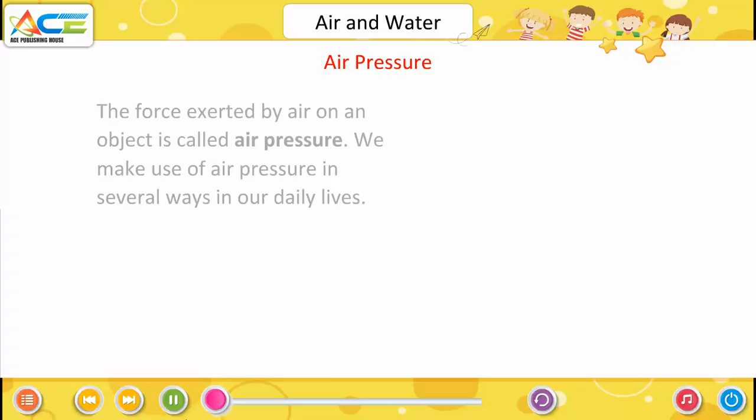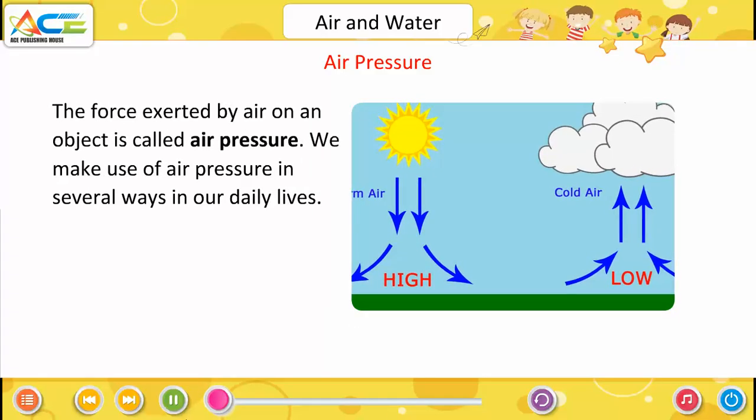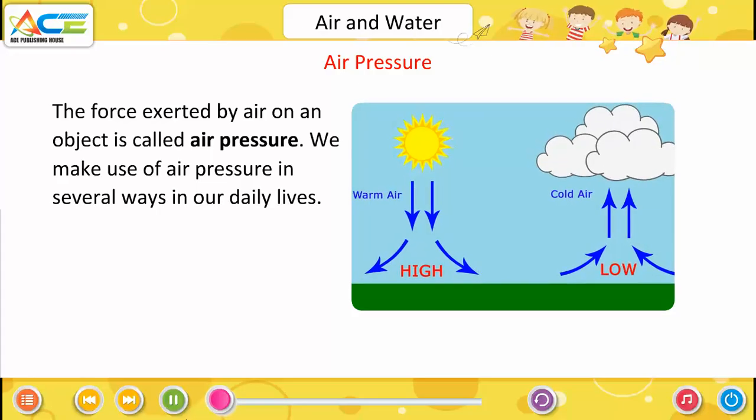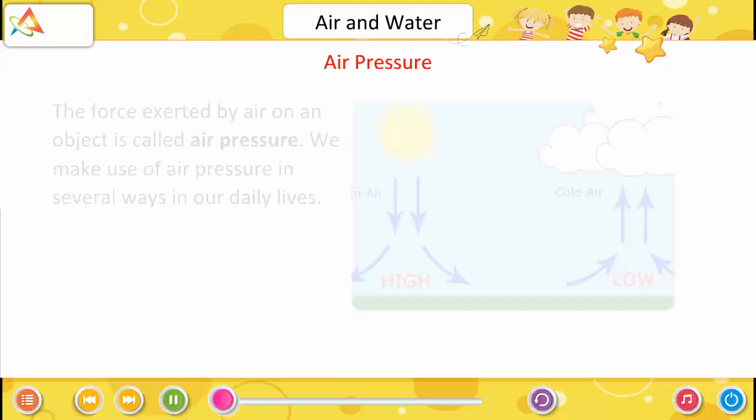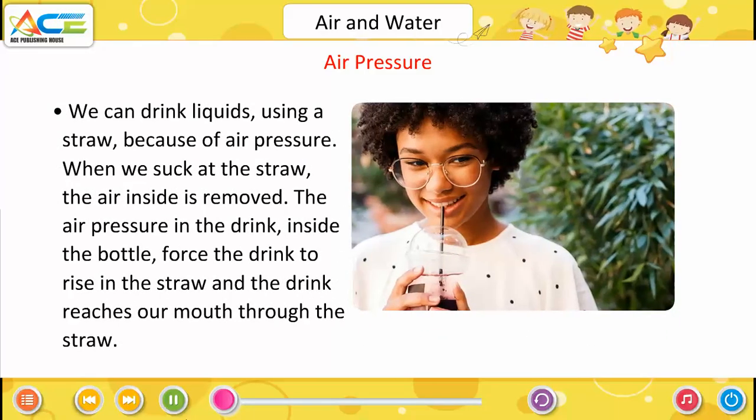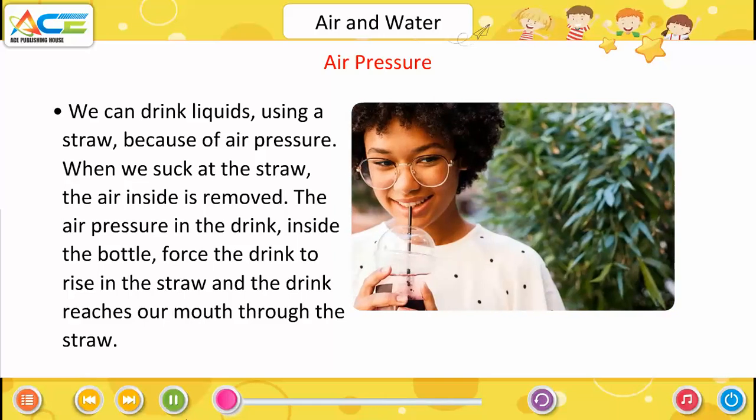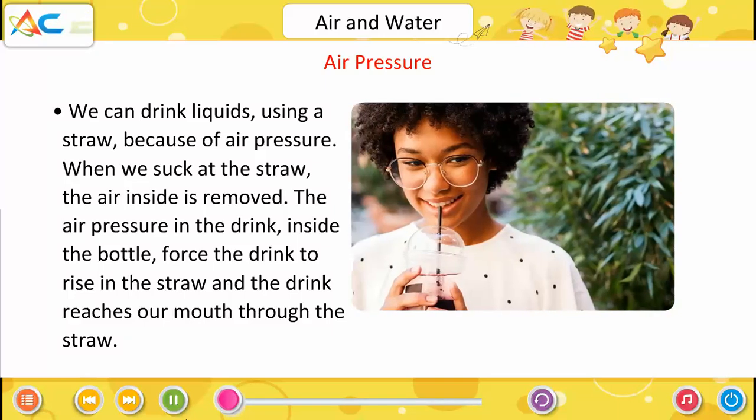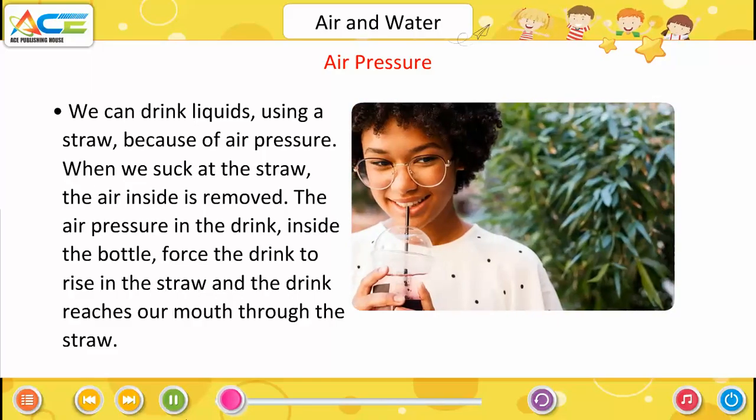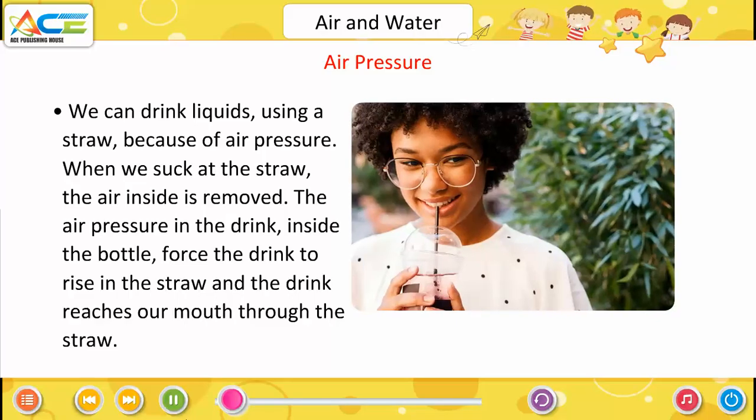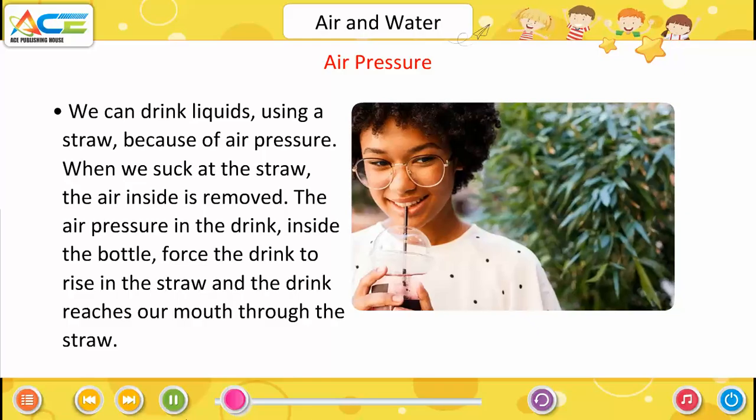Air pressure. The force exerted by air on an object is called air pressure. We make use of air pressure in several ways in our daily lives. We can drink liquids using a straw because of air pressure. When we suck at the straw, the air inside is removed. The air pressure on the drink inside the bottle forces the drink to rise in the straw and the drink reaches our mouth through the straw.